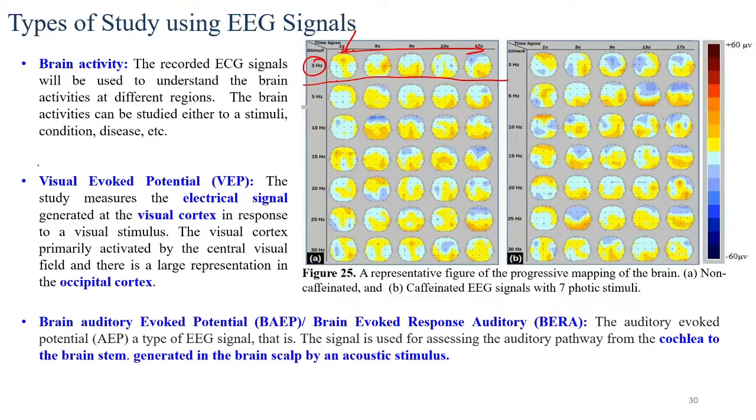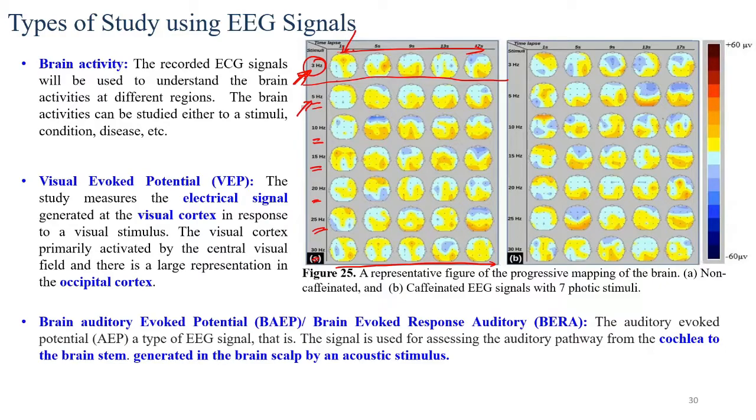Then we have visually evoked potential. In the visually evoked potential, we give the stimulus in terms of the frequency of light. You have an LED, and you blink the LED at different frequencies. Say for example, over here we have given the stimulus at 3 hertz, 5 hertz, 10 hertz, 15 hertz, 20 hertz, 25 hertz and 30 hertz. And then with respect to time, we want to see how the brain activity is changing over a period of time. This is called visually evoked potential.